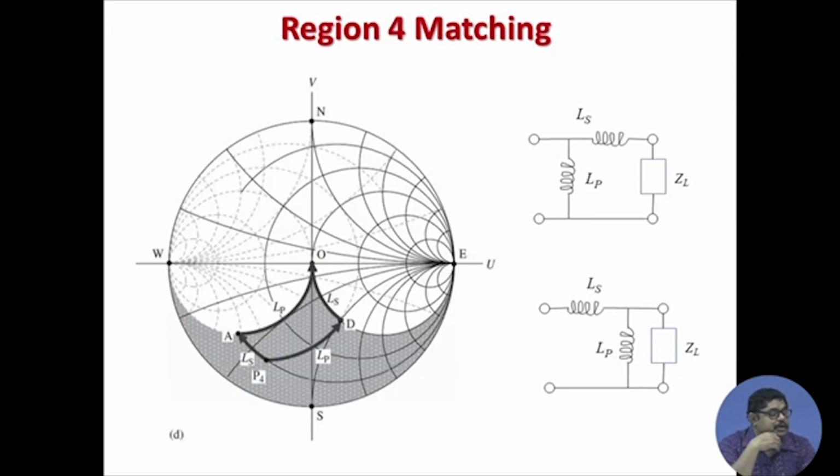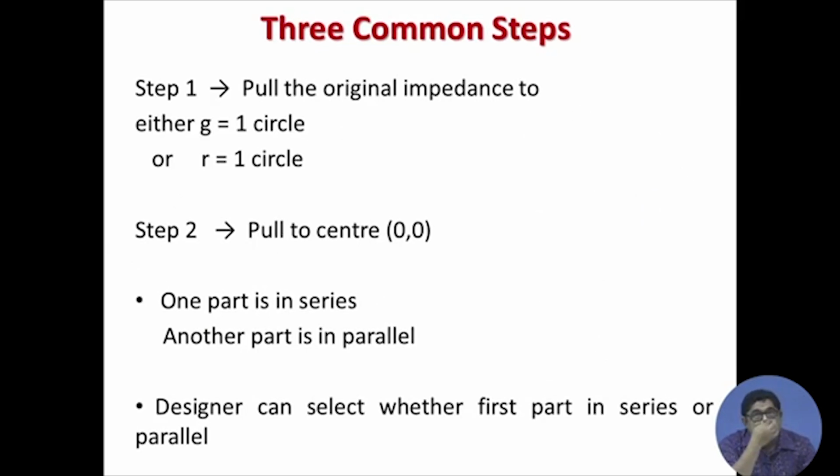Region 2, 4 choices. If you summarize the common steps in all this, step 1 is to pull the original impedance to either the G equal to 1 circle or the R equal to 1 circle, whichever is appropriate depending on your position. Then, by the next part of the component, you get pulled to the center. So the first part of the component brings you to either R equal to 1 or G equal to 1 circle, and the second part brings you to the center.